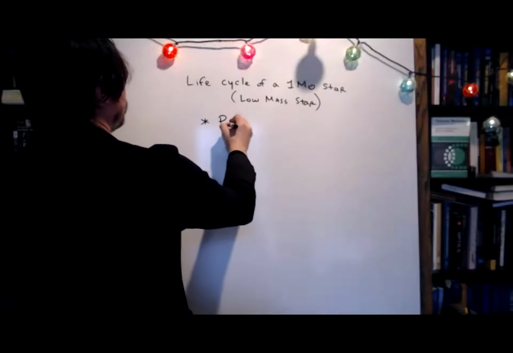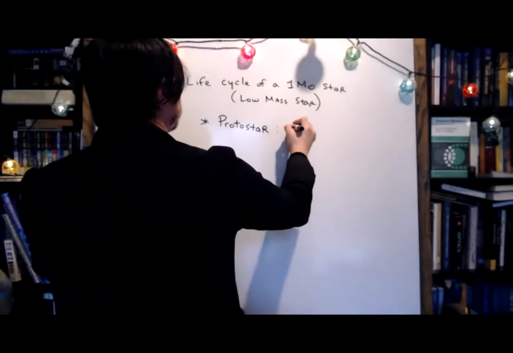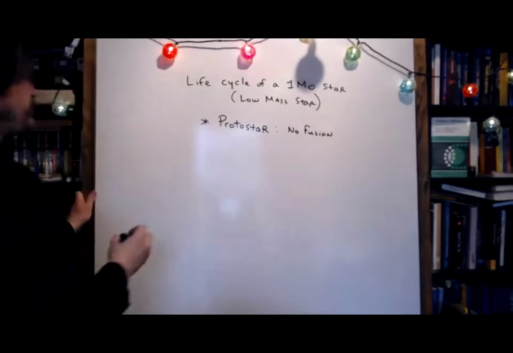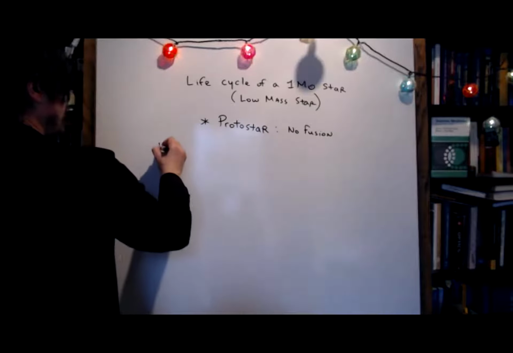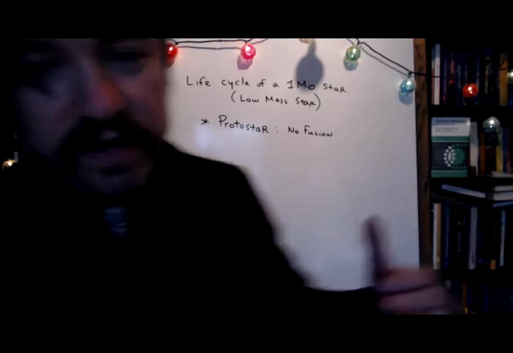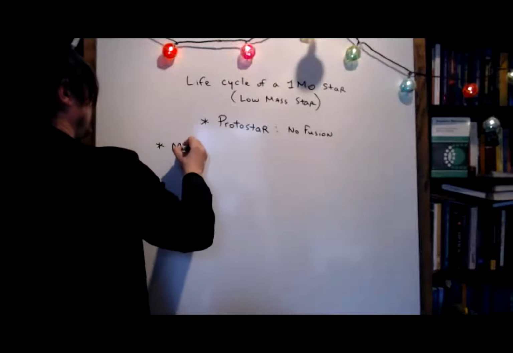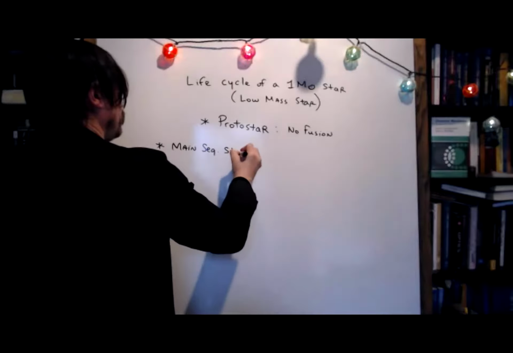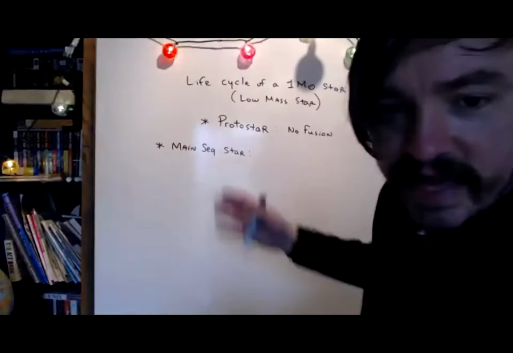They begin their lives as a protostar. And in the protostar stage, there's no fusion at work. Eventually, they become a main sequence star. That means they've shifted into a position where they fall along that diagonal line on the HR diagram, and we call them a main sequence star. The sun is today a main sequence star. What does that mean?